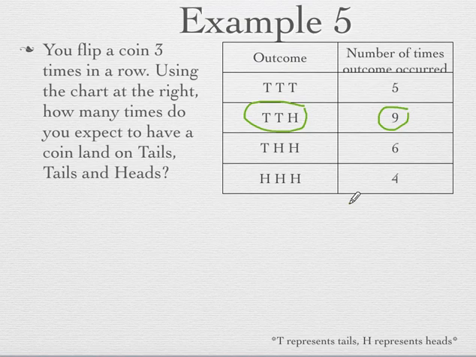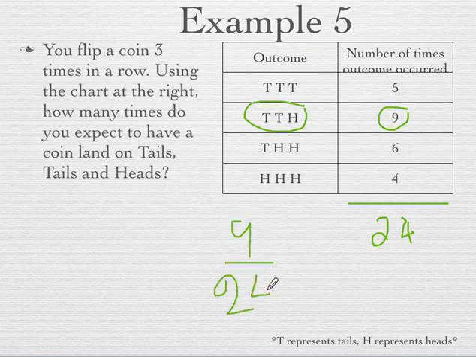How many trials did you do? That's 5 plus 9 is 14, plus 6 is 20, and plus 4 is 24. So out of 24, you expect to have 9 out of 24. Is that your final answer?